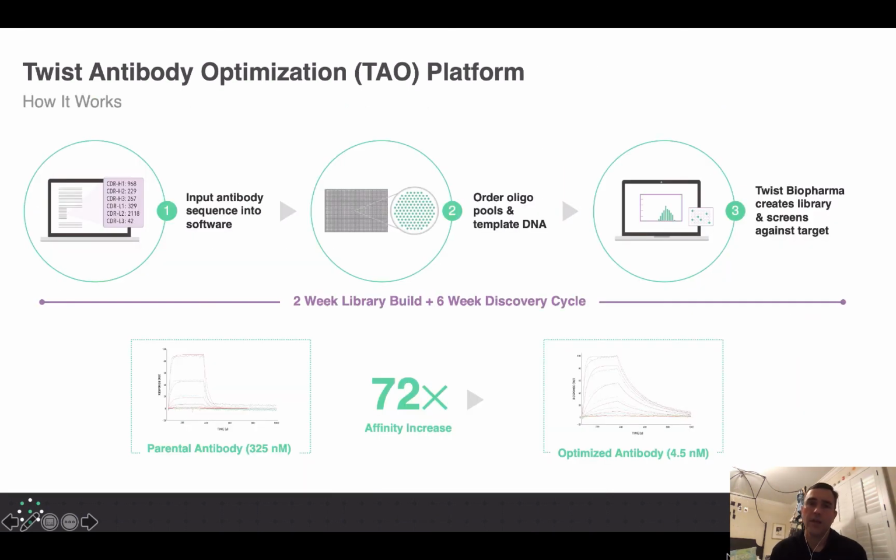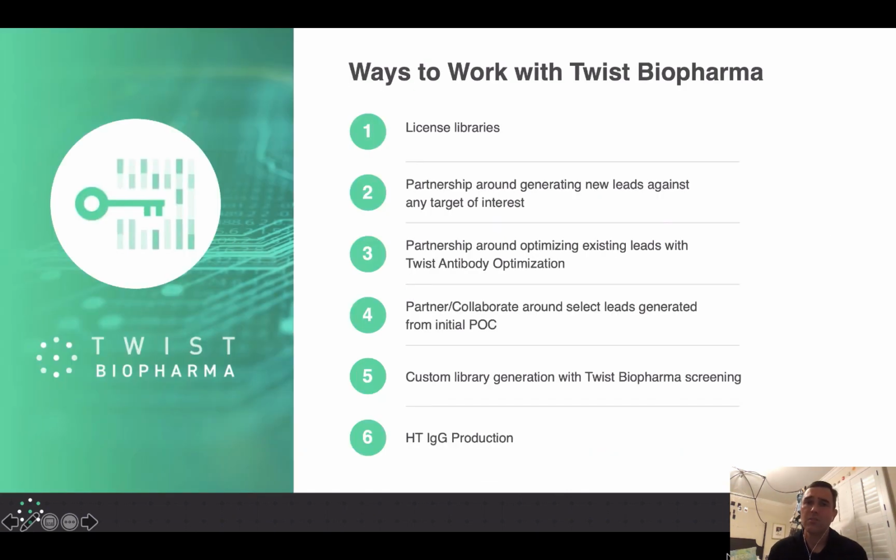And so again, just on a high level in terms of how it works, we put your antibody into the software. It gives us a whole series of oligo pools to make. We order those oligo pools, print the library. We then put that into phage display and then do all the downstream panning and screening to give you your optimized candidates. And shown here is just one example where we did this and increased the affinity of a PD-1 antibody by over 72-fold.